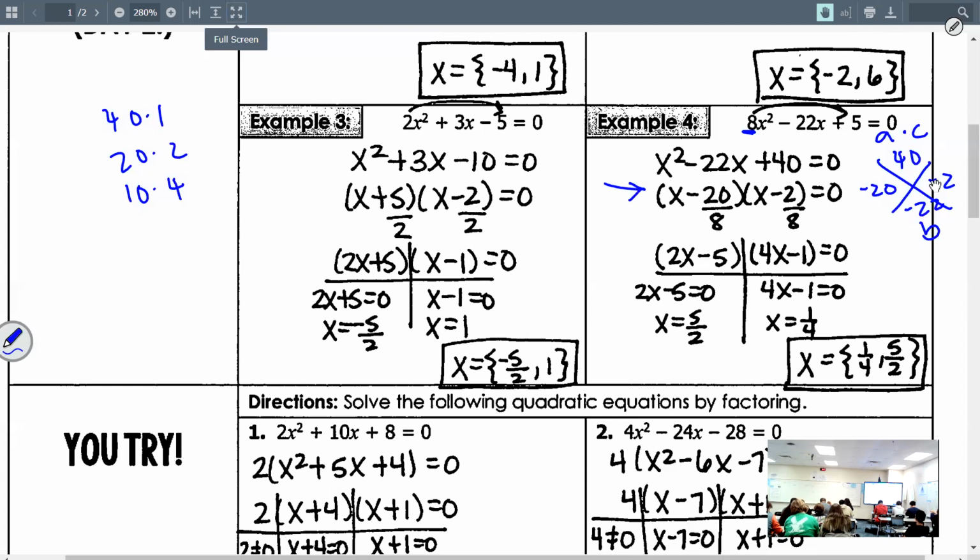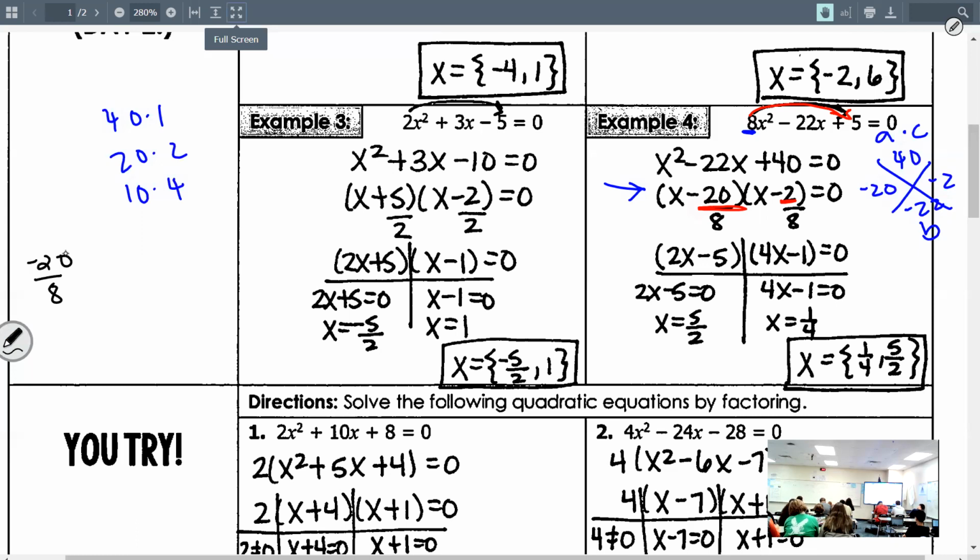Why do they divide each of them by 8? Where are they getting this dividing by 8 from? Good, that's the rule. When you have an A that's not 1, that you had to slide over and multiply by C, you need to divide it in the next step. Otherwise, you don't get the 8x squared when you FOIL these up. So divide each one by 8, reduce your fractions.